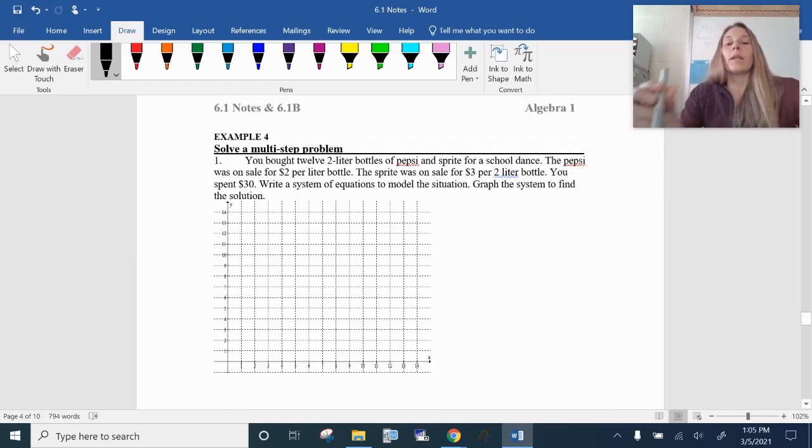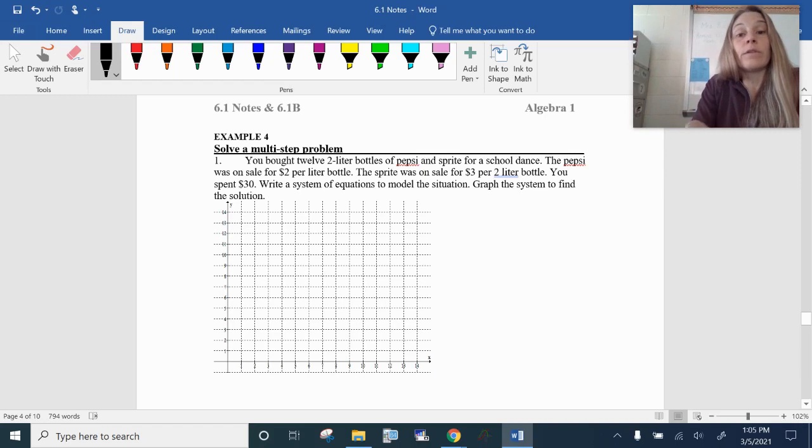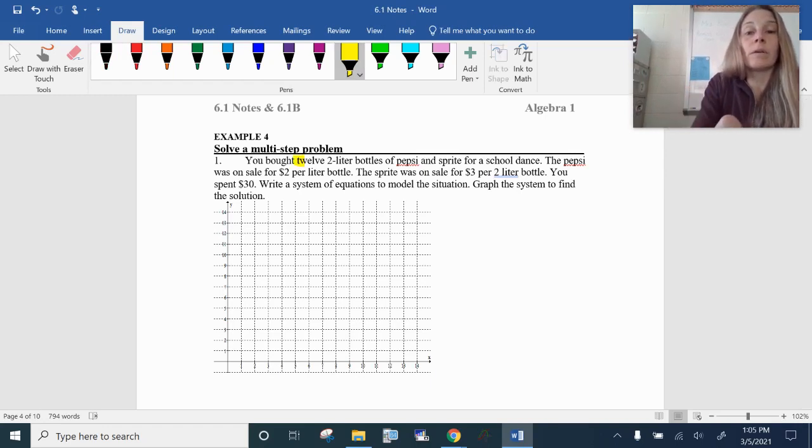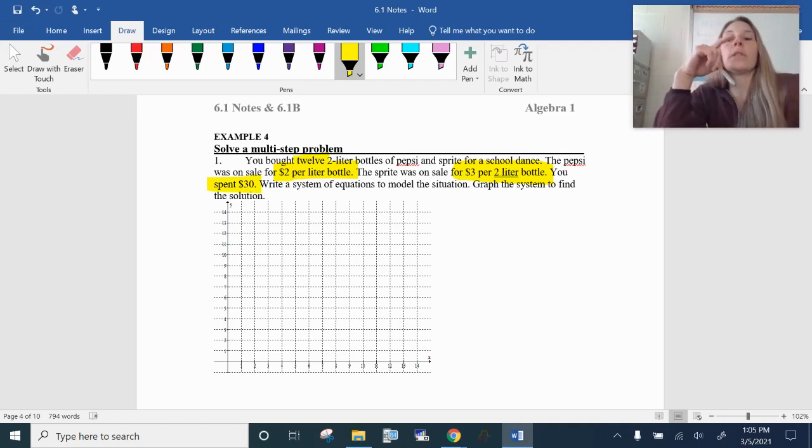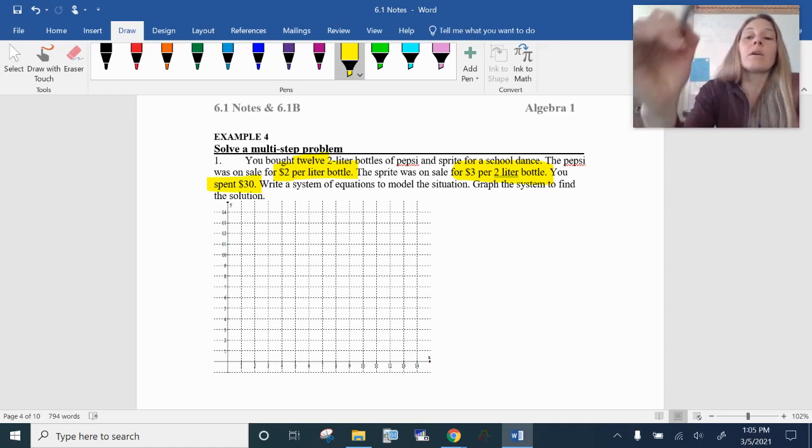All right, so you've bought 12 2-liter bottles of Pepsi and Sprite for a school dance, so 12 total. The Pepsi was on sale for $2 per 2-liter bottle, and the Sprite was on sale for $3 per bottle. You spent $30. So notice that we have a bunch of numbers, and it's also a little confusing because we're talking about 2-liter bottles and things like that.